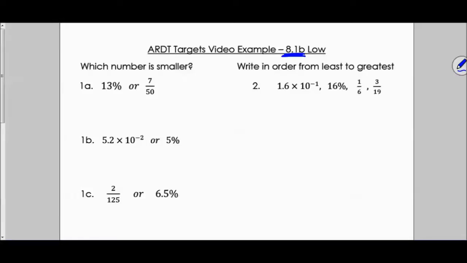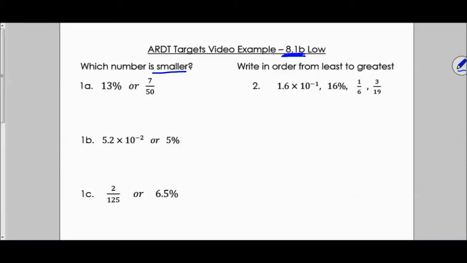So comparing and ordering decimals, fractions, and percents, sometimes scientific notation. Here it's just asking which number is smaller. So we need to change those into a common form. We can't look at 7 over 50 and 13% and expect to be able to do that in our heads and figure out which one's bigger there. They need to look somewhat similar.